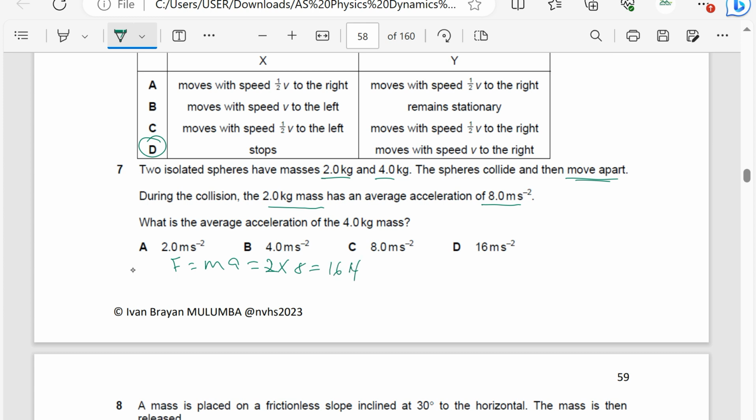But by Newton's third law, the force is going to be the same. So we shall still say 16 is equal to the mass. Now I'm looking for the 4 kilogram mass. So that is going to be 4 times its acceleration, which is not known. So the acceleration is going to be 16 divided by 4, which is going to be 4 meters per second squared. So by Newton's third law, the force is going to be the same, but the acceleration will be different because they have different masses. So the answer is going to be B.